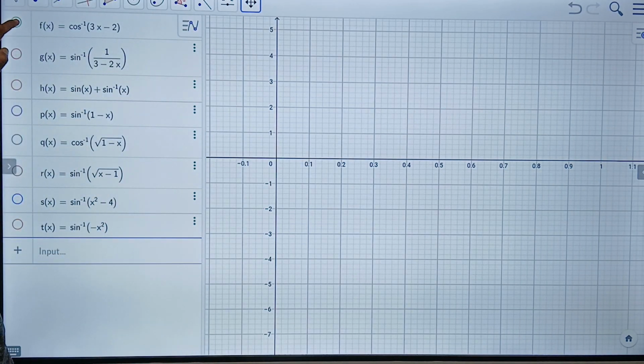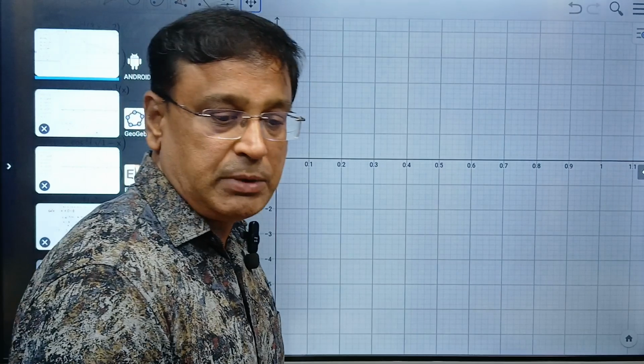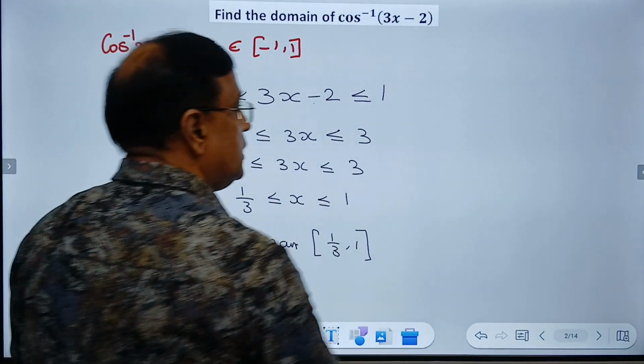Okay, let's go to the next question. I hope this graph is good to understand the things. And it is unbelievable, right? You can't draw the graph of cos inverse of 3x minus 2 that easily, and you are able to get it here. Let's go to the next question.